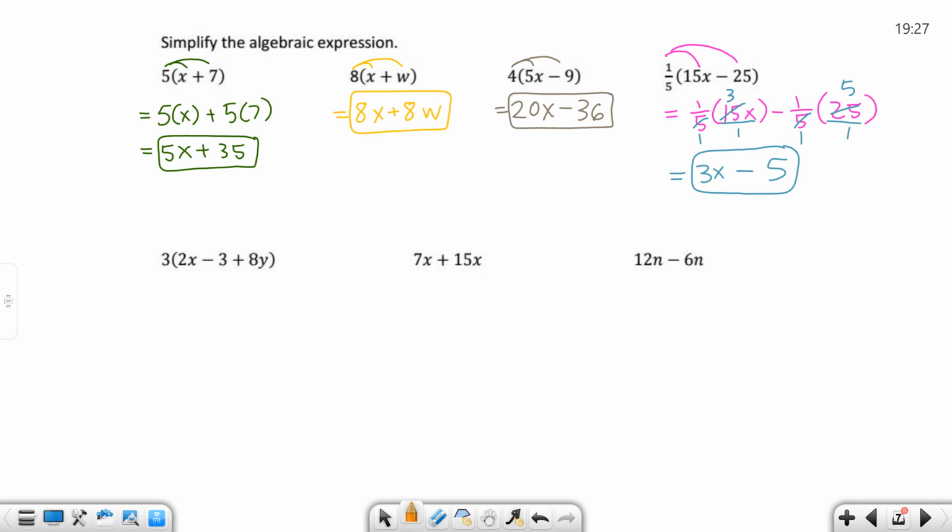3 times 2x minus 3 plus 8y. So here, we're going to take this 3 and distribute. And we're going to get 3 times 2x is what? 6x, right? Distribute, right? 3 times 2x. And then we take 3 times negative 3. So a positive 3 times a negative 3 is negative 9. And then we take 3 times a positive 8y. So 2 positives gives me plus. 3 times 8 is 24, and we have a y there. Are there any terms there that are like to combine? There are not. So 6x minus 9 plus 24y.